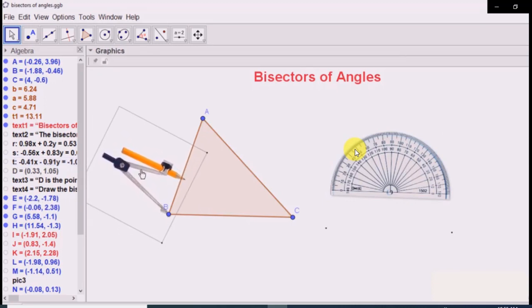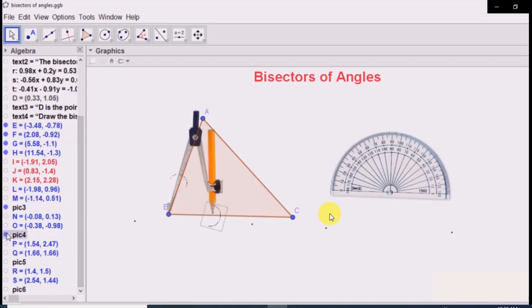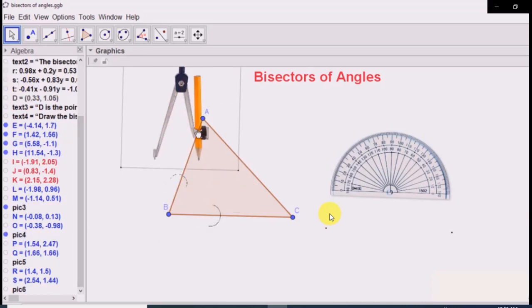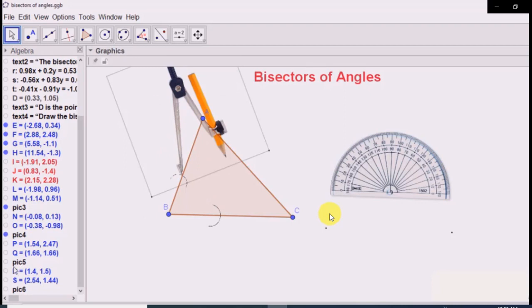To use the compass, first, we want to draw the bisector of angle ABC. So we put the sharp end of the compass on B. We make an arc on AB, then with the same opening, we make another arc on BC. We don't change the opening of the compass. Then we put the sharp end of the compass on the intersection point of the side AB and the first arc, and we draw another arc outside the triangle.